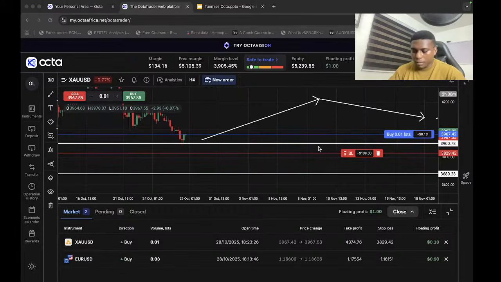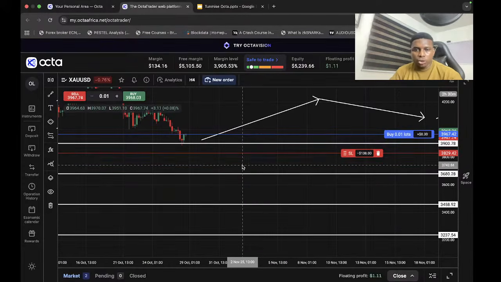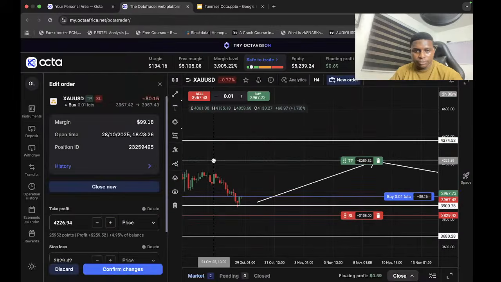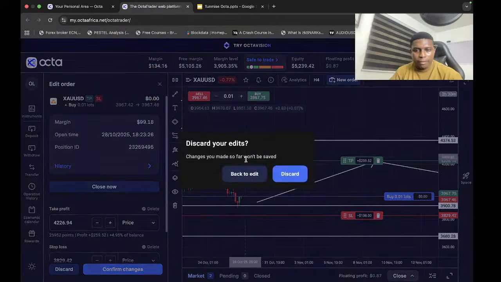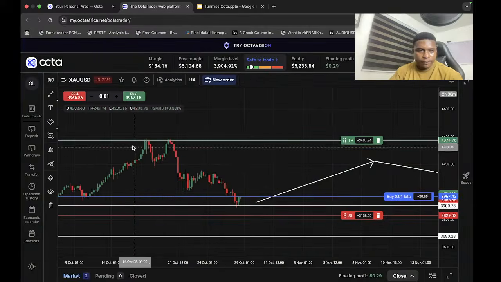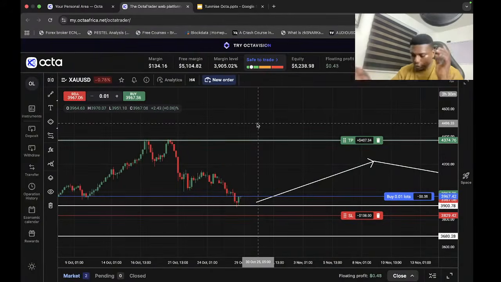Okay, so here is a trade already taken on gold and on Euro USD. Okay, so good. Now, yeah, I'm back. All right, I'm back. All right, if you have any question, please drop it in the chat box.